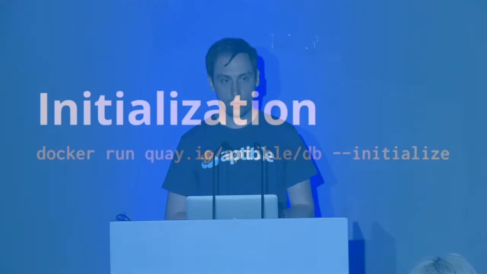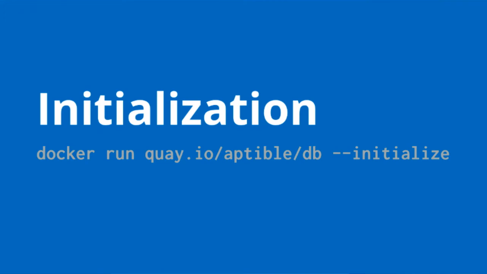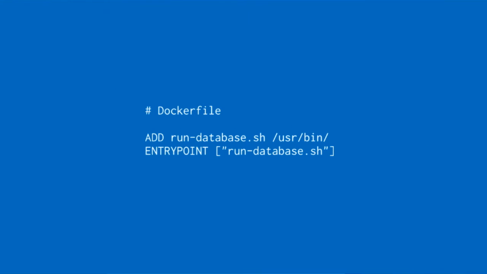One area where we like to have standardization is in how we initialize the data directories for each of these databases. Every database that runs on Aptible, every app container, takes an --initialize argument, and that will set up the initial data directory with an empty database, regardless of the technology. Basically, every single database we support has a run database script in the image, and we set that as the entry point of the image.